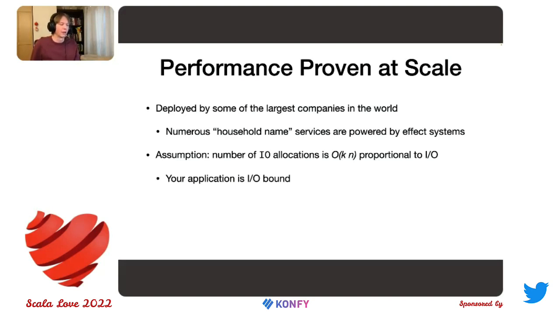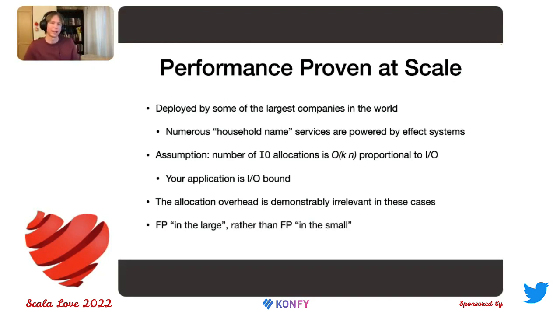In practice, for the types of applications that 95% of us are ever going to write, these things work incredibly well. And really, it's beyond hypothetical at this point. The allocation overhead is demonstrably irrelevant. And I think this really proves the thesis that FP in the large is the right way to do it, because you get the benefits of the composability and the performance. The performance effects of all those allocations don't really matter. FP in the small is much less exciting.